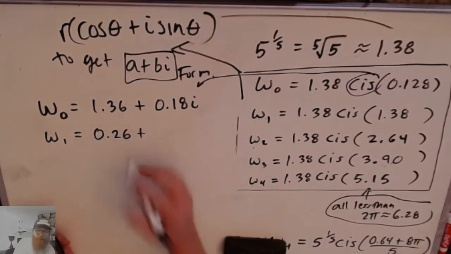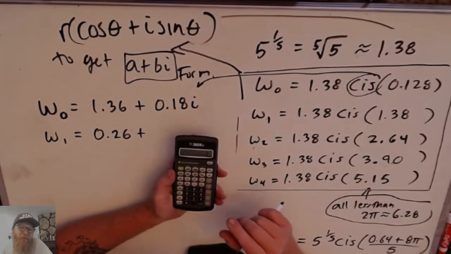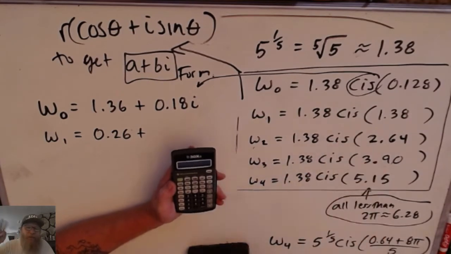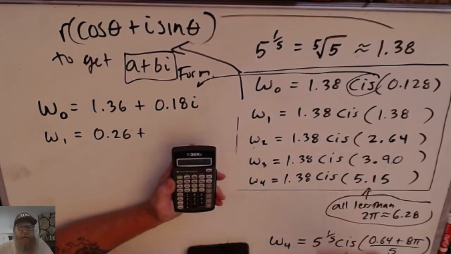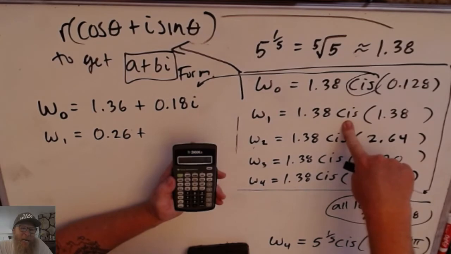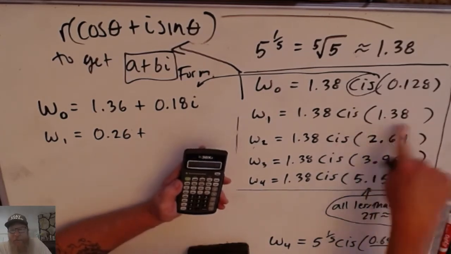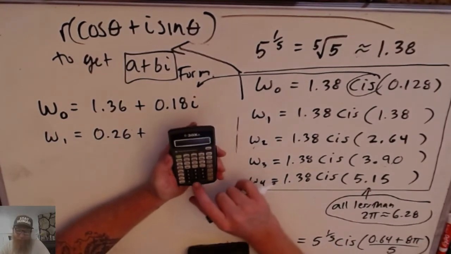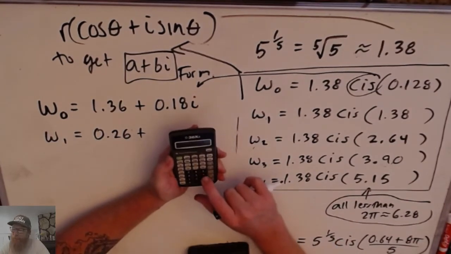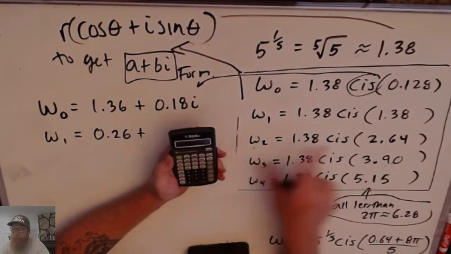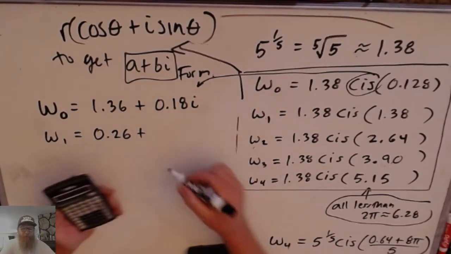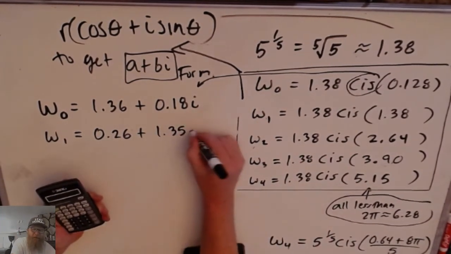Some of you might have a more expensive calculator than me. If you do, if you got one of these fancy TI-90-something or one of the Inspire calculators or something, there might actually be a CIS button. Hunt around for it. You type this in, hit the CIS button, and bam, you get your answer. It's almost too easy at that point. So now I'm doing sine of 1.38, and then times 1.38 again, and then give it an i, 1.35i.